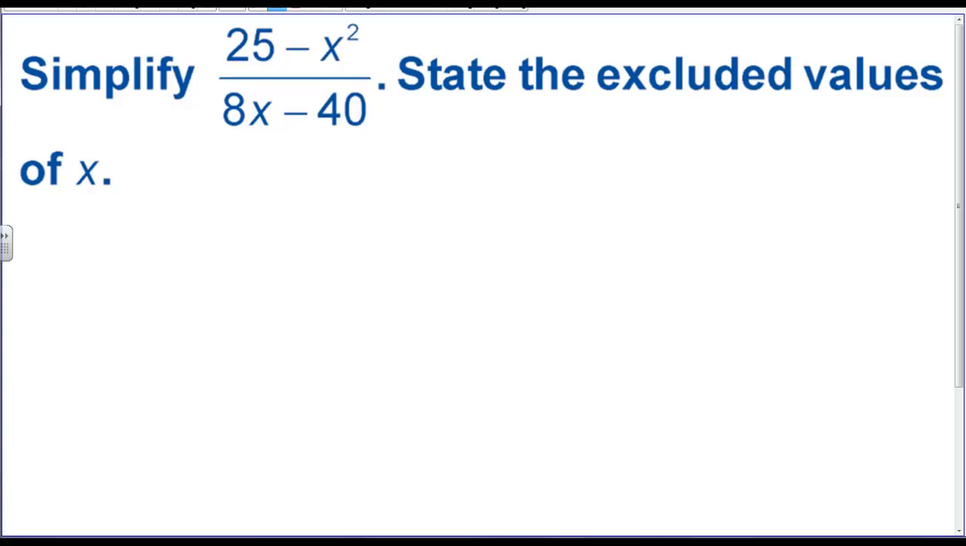Let's go ahead and do this again. This is going to bring about a little twist in our problem. Let's start by looking at the denominator and saying, what makes that denominator equal 0? I don't want to guess, so I'm going to set it equal to 0. 8x minus 40 should equal 0. And I can solve that by adding 40 to both sides. So I get 40 equals 8x, and divide by 8, and x equals 5, and that's an excluded value.